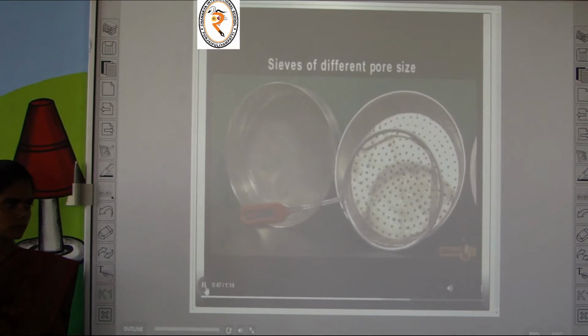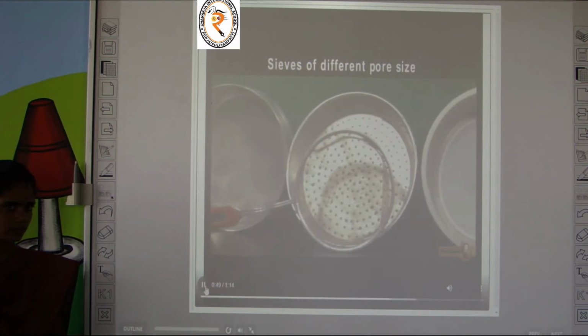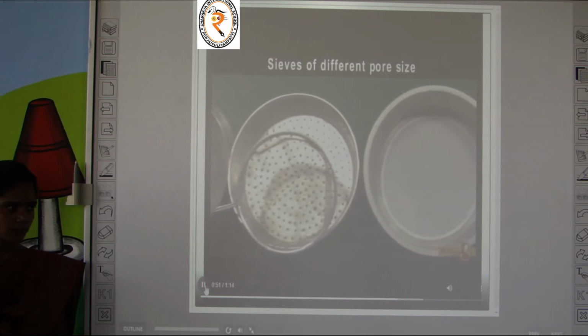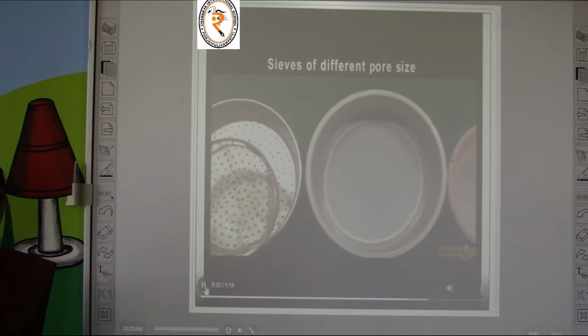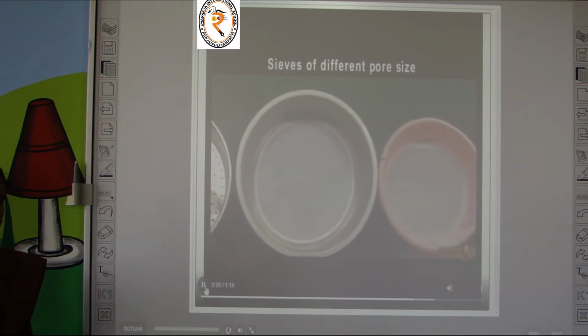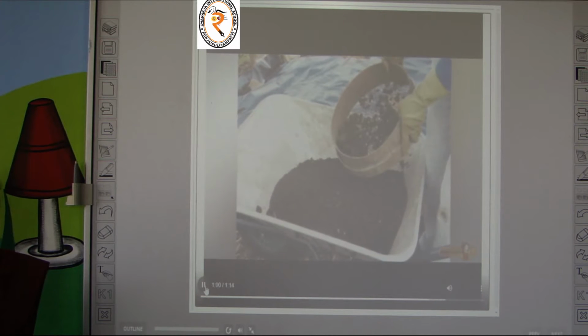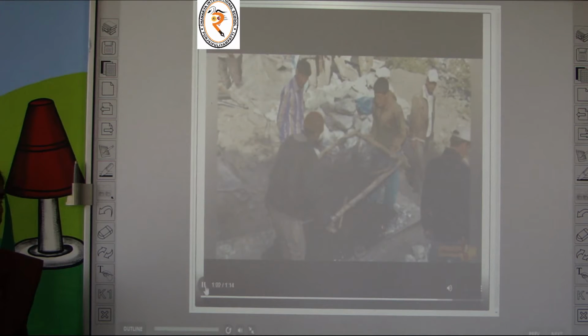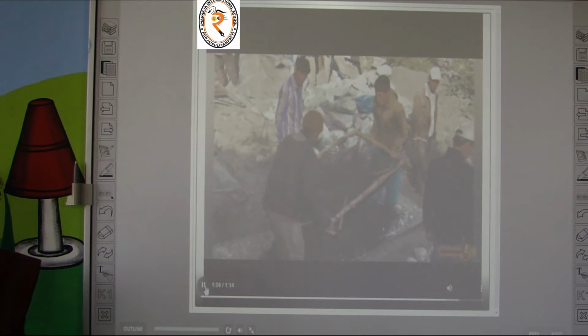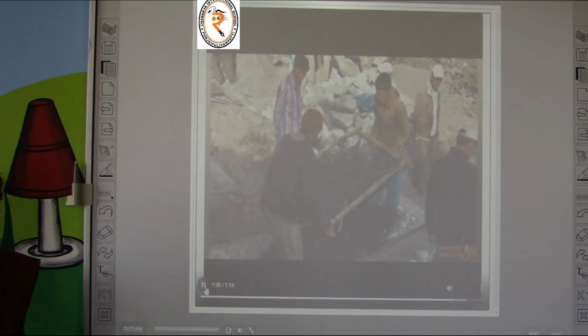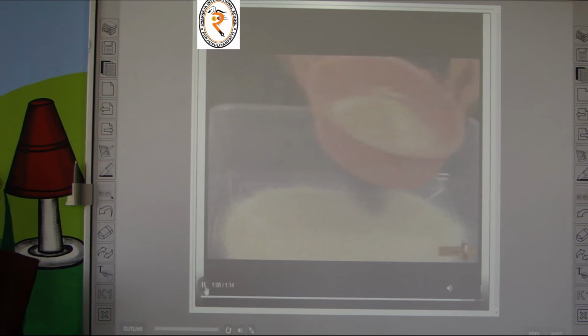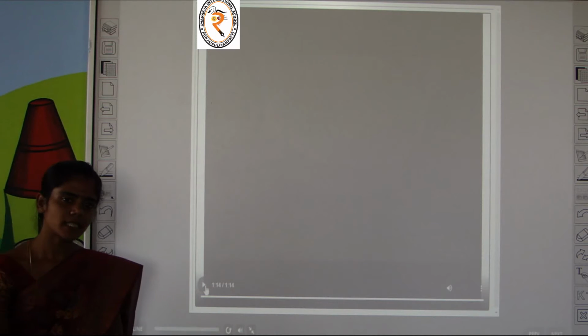Sieves of different pore size are available. The size of pores in the sieve used depends on the size of the components to be separated. For example, at a construction site, sand is separated from stones with the help of a sieve with big pores. But a sieve with fine pores is used to separate bran from flour. So this is about the sieving method.